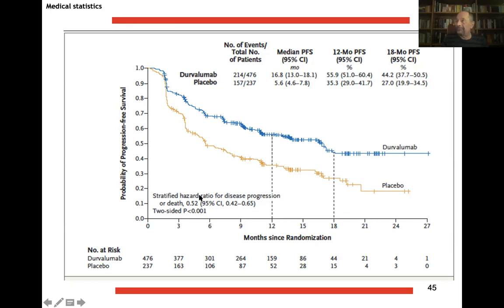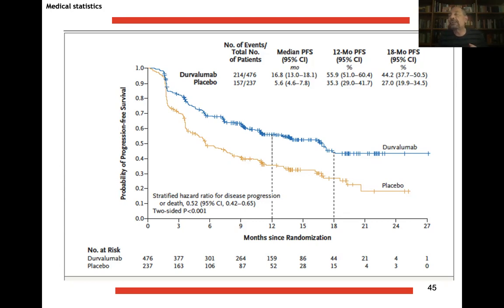The hazard ratio, that's why it's interesting. The hazard ratio for disease progression or death, because of course here you also include patients that died, was 0.52. So it's quite low. We made an example before of how the hazard ratio was 0.7. Here it is 0.52 based on this data, which means that the difference is statistically significant. You see, a two-sided p is less than 1%.